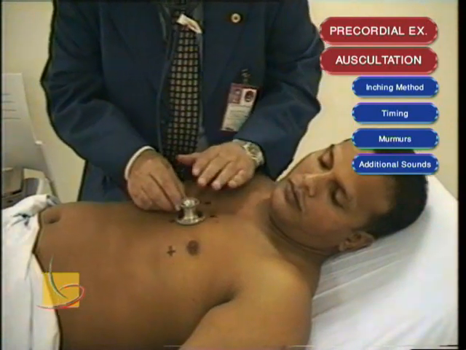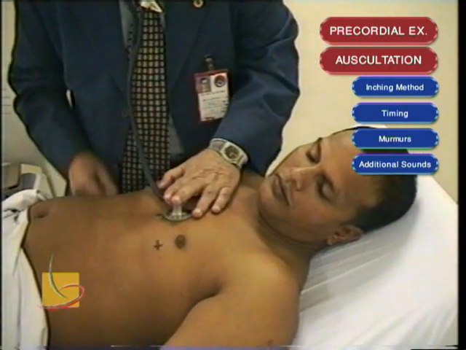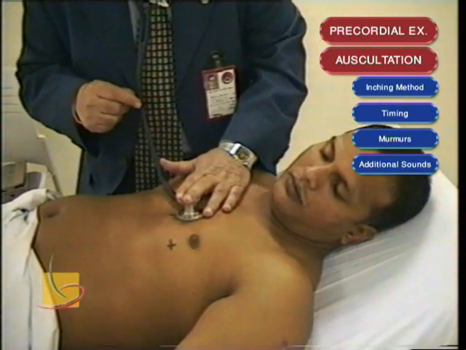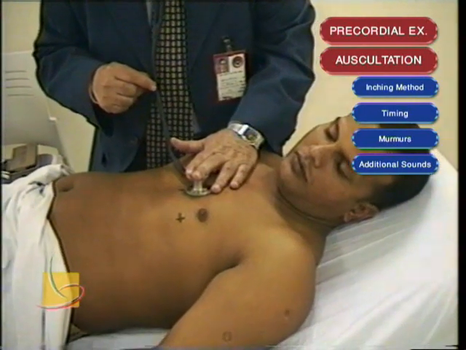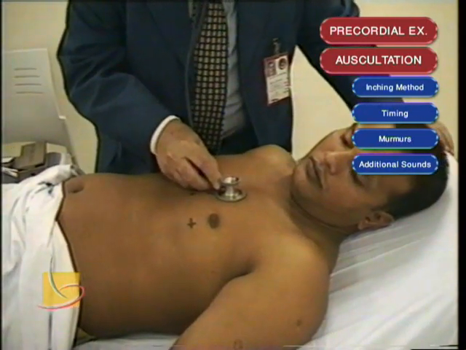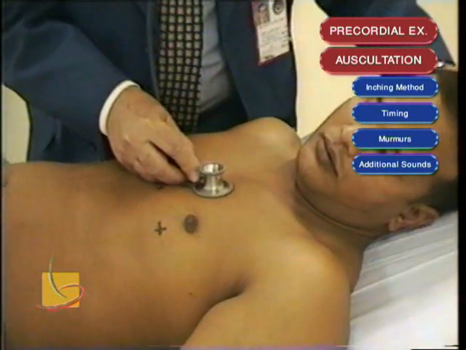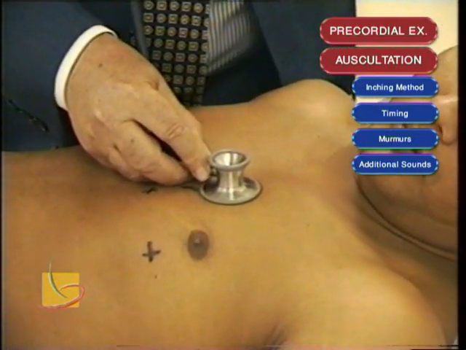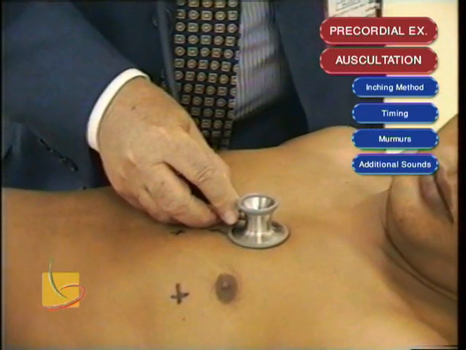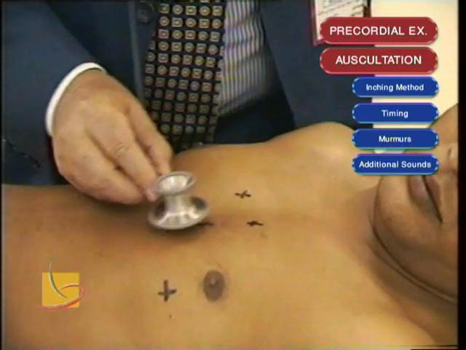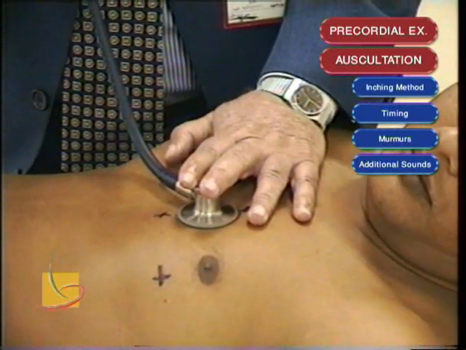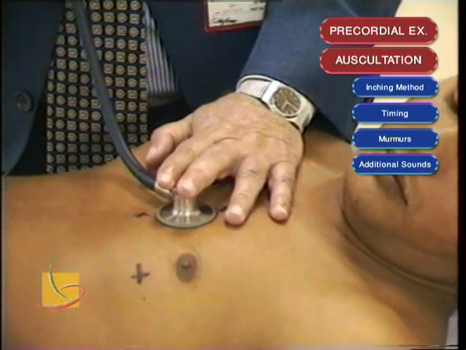Then I move the diaphragm to the third intercostal space. This is the fourth and the third, in which I may appreciate pan-systolic murmur due to ventricular septal defect. Then to the pulmonary area to find if there is ejection systolic murmur due to pulmonic stenosis or not, or early diastolic murmur due to pulmonic regurgitation. In the third left intercostal space here, also we may appreciate an early diastolic murmur due to aortic regurgitation.